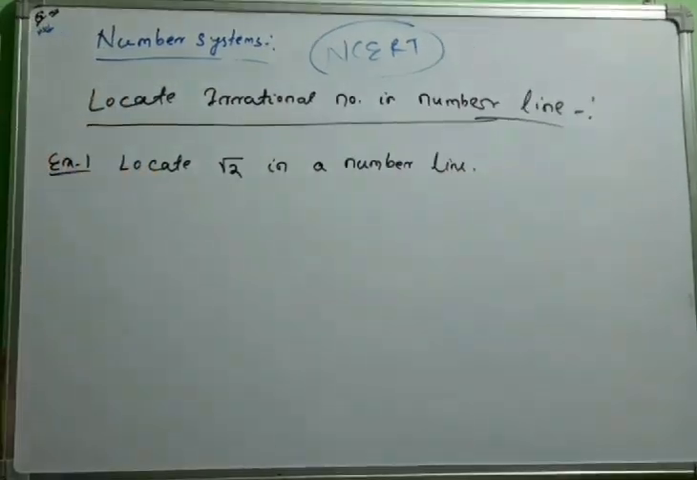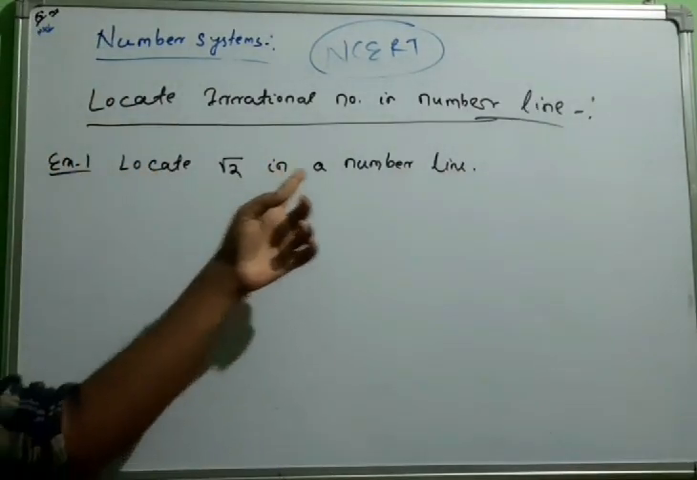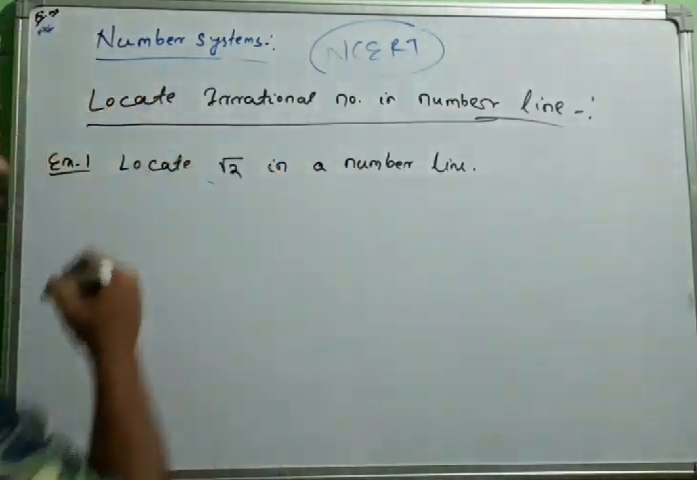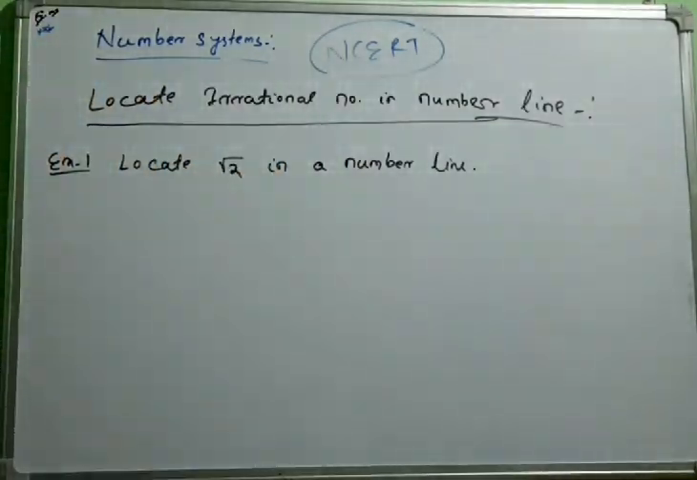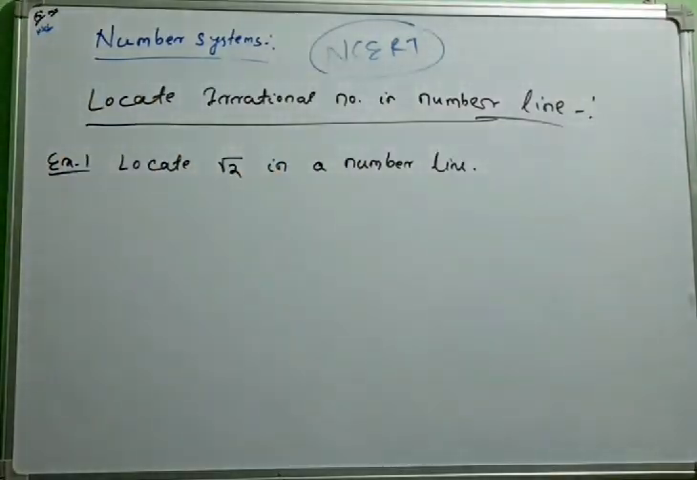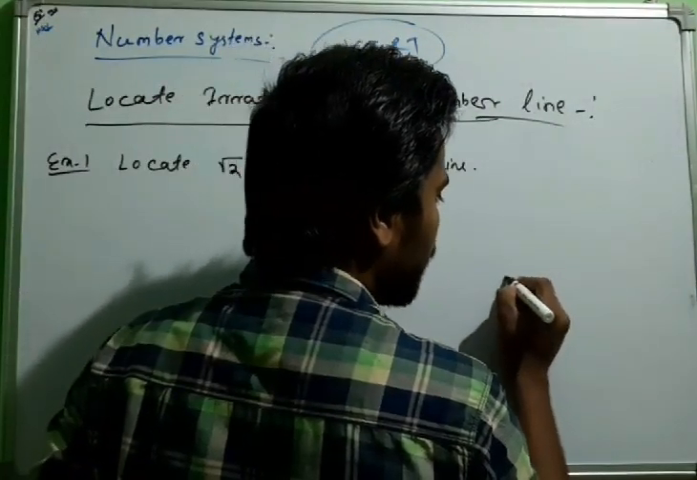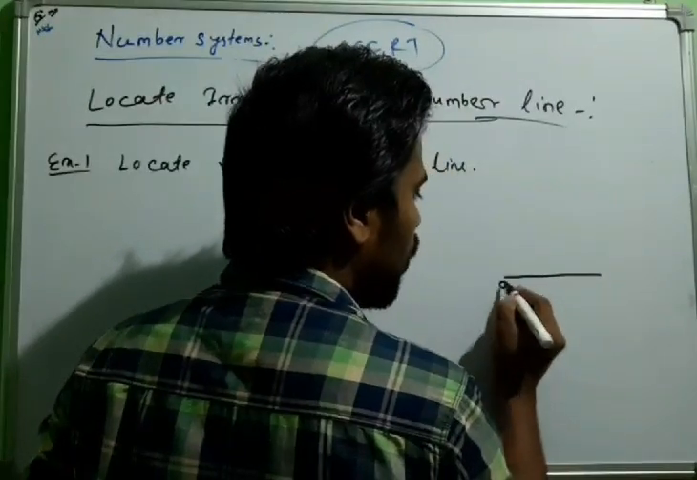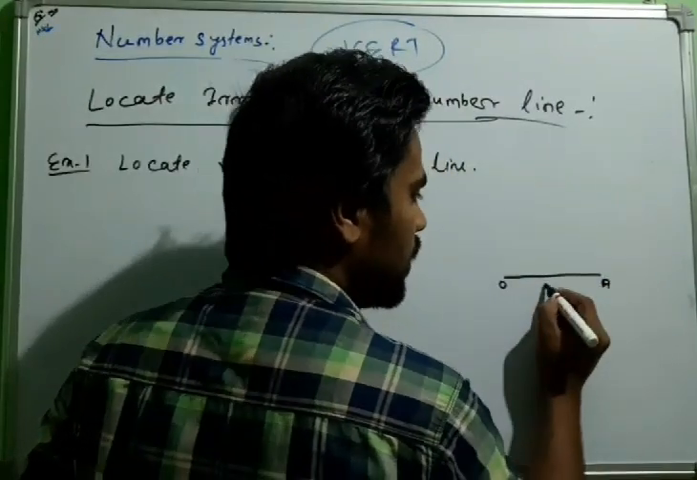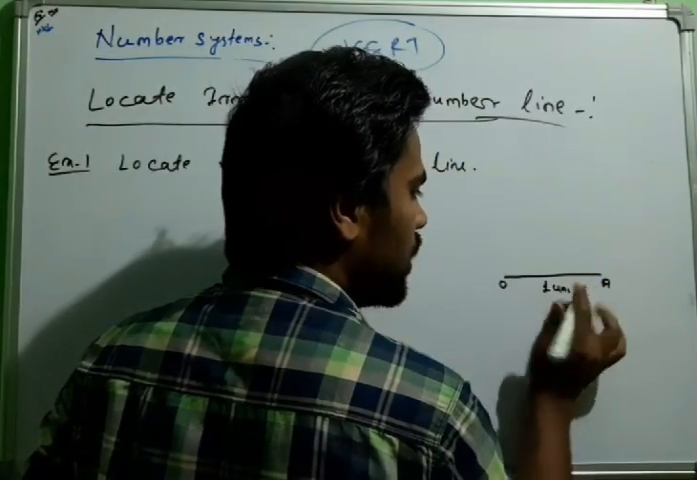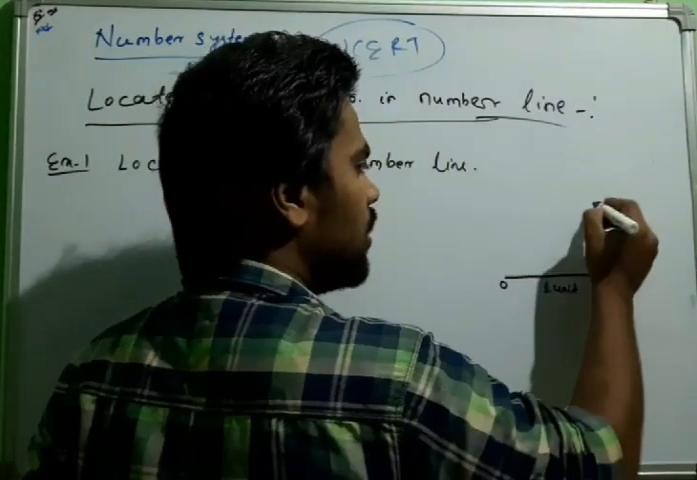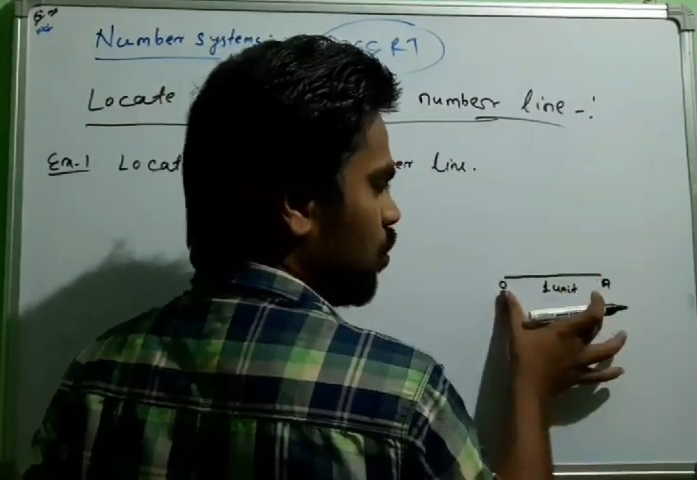I am giving a question. He is asking a question. Locate root 2 on a number line. Root 2 is which number? Irrational number. So how can you find it on the number line? Just see the concept. I'll give a concept to you. Just see here, I'm taking a line OA. This is 1 unit. Right, 1 unit. OA is 1 unit.